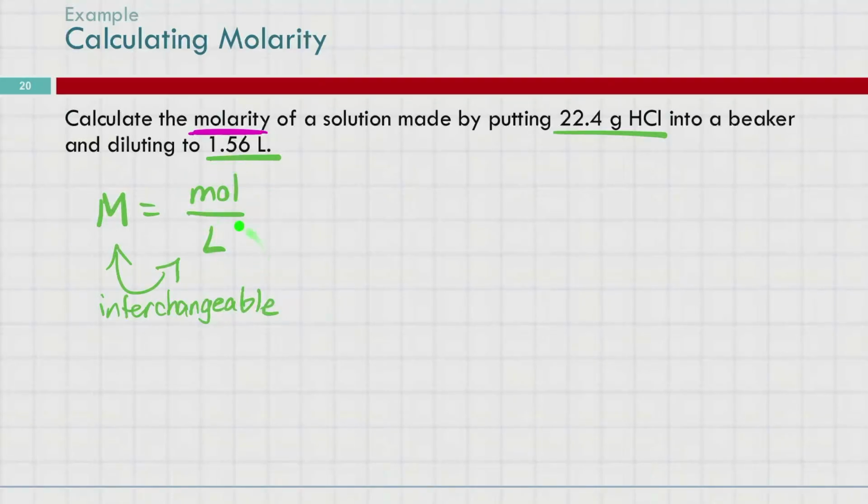We don't have moles. Do we have liters? We do have liters of solution. That's this 1.56 liters. Can we find moles? Also, yes. We can find moles by taking our 22.4 grams HCl and converting it to moles. We just divide by the molar mass, which is 36.458.